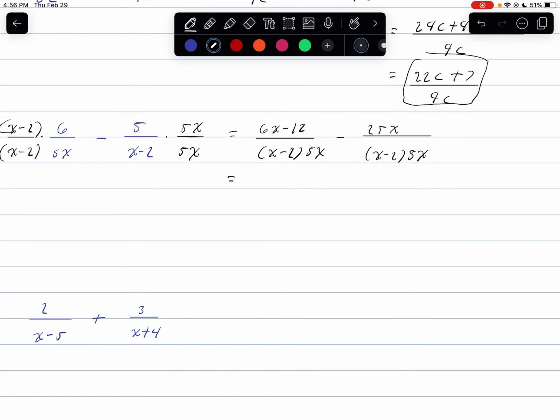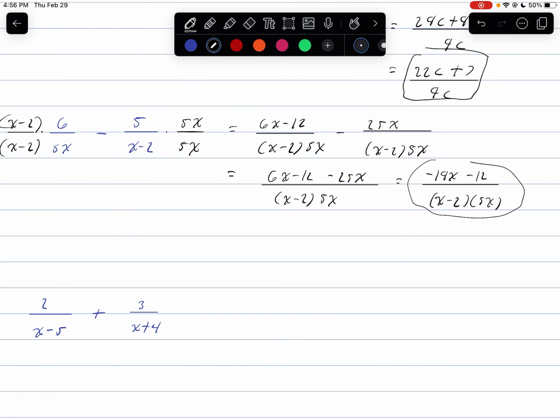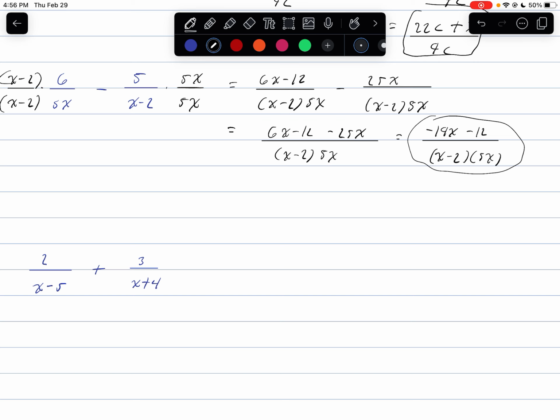So now that we have a common denominator, we're going to get 6x minus 12 minus 25x all over x minus 2 times 5x. Okay? And 6x minus 25x is going to give us negative 19x minus 12, and this is going to be over x minus 2 times 5x. And I think that's probably about as simple as we're going to get this one. Okay? All right, how about this one here?